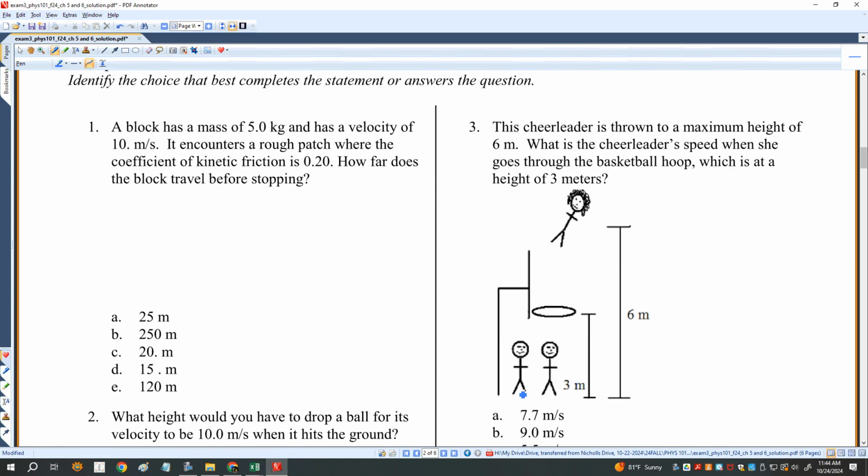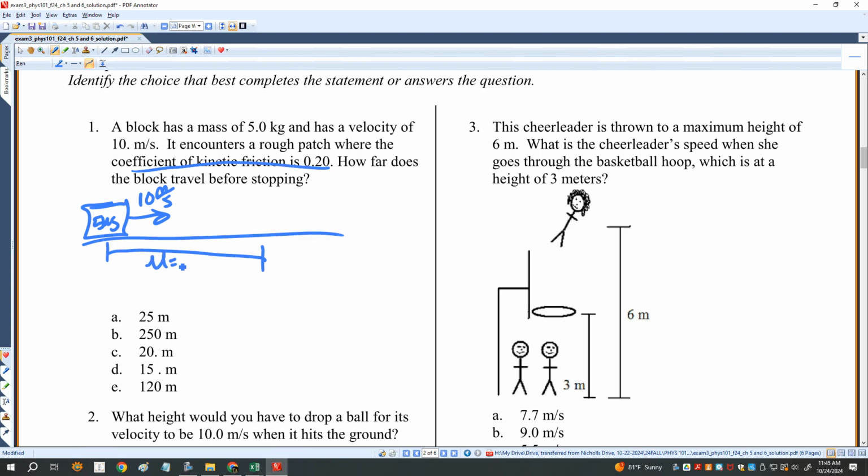Now let's do the multiple choice. Okay, this block has a mass of 5 kilograms and it's traveling with a velocity of 10 meters per second. And it encounters this rough spot where the coefficient of kinetic friction is 0.2. So mu is equal to 0.2 along that spot. And I want to know how far does it go.